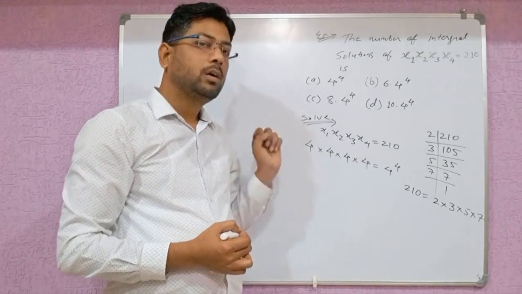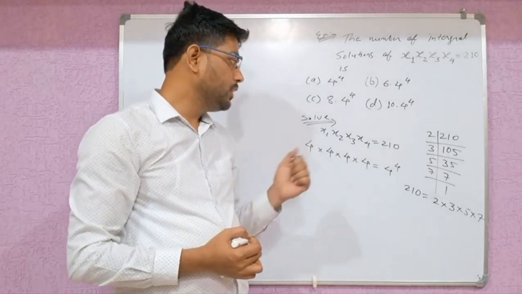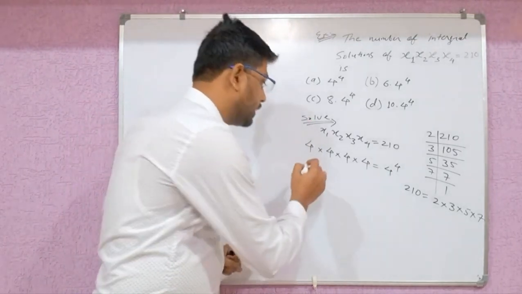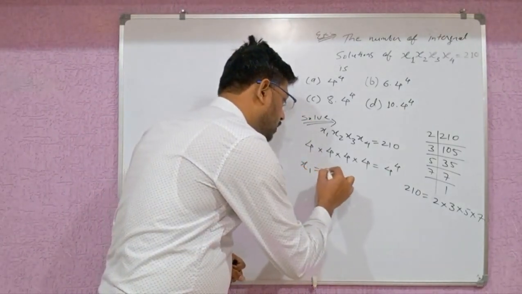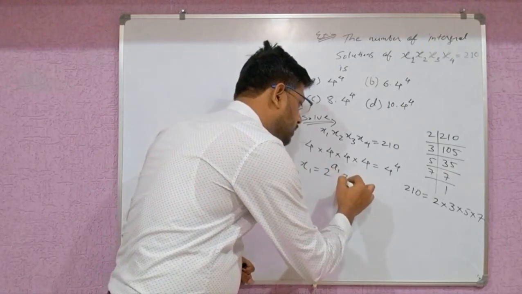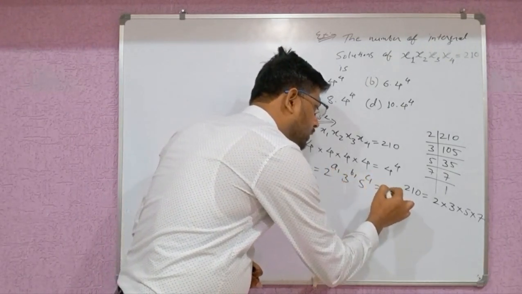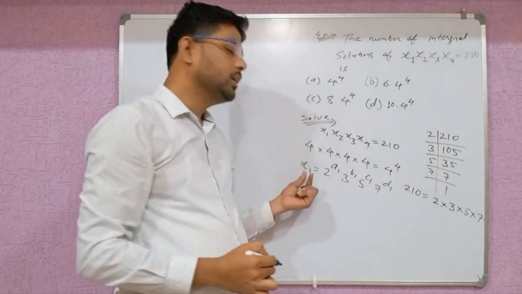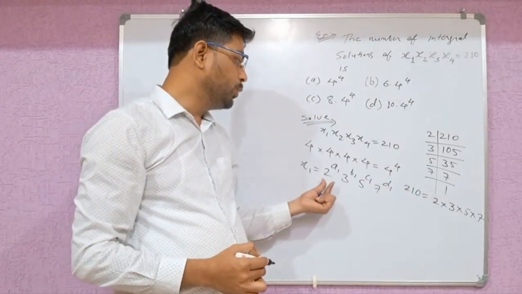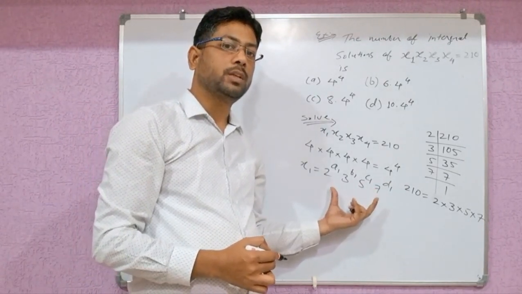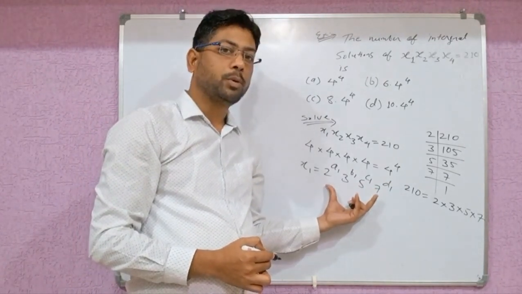Now another method we can use. For that we have to take x1 as 2 raised to power a1 into 3 raised to power b1 into 5 raised to power c1 into 7 raised to power d1. Why? Because in this x1 there can be a factor of 2 or 3 or 5 or 7 or different combinations of these. So I have taken all the possibilities here.